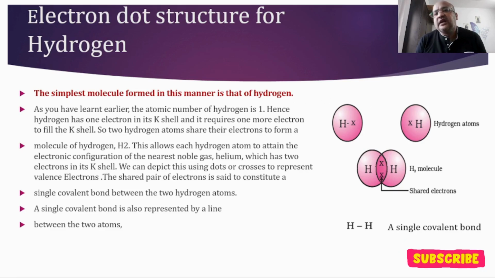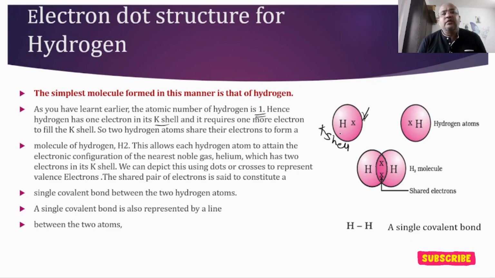Hydrogen has a single electron in its valence shell. As we have learned earlier, the atomic number of hydrogen is 1. Therefore, hydrogen has one electron in its K shell. It has only one shell, that is the K shell, and it requires one more electron to fill its K shell. If it gets one more electron, it will attain the noble gas configuration of helium.